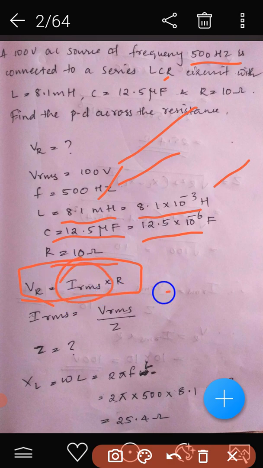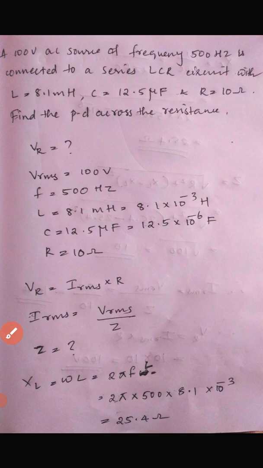Then VR is equal to IRMS into R, so we first find the value of IRMS. IRMS equals VRMS by Z, where Z is the impedance, the effective resistance offered by the LCR series circuit, and the value of Z is the square root of R square plus XL minus XC the whole square. So first we have to find the inductive reactance and the capacitive reactance, XL and XC. XL equals omega L, which is 2 pi into 500 into 8.1 into 10 to the power minus 3. Then we get the value of XL as 25.4 ohm.